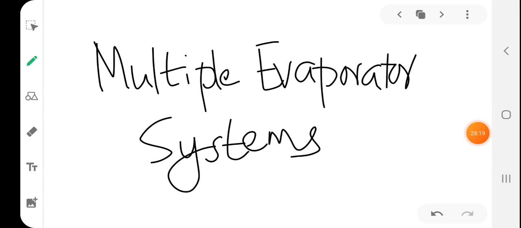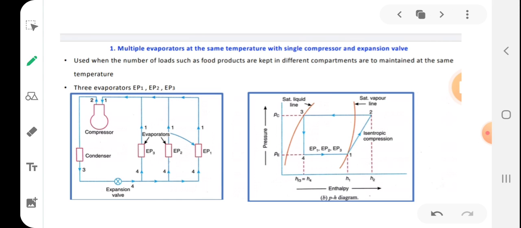So students, now we will move to the multiple evaporator system. We are done with the multiple compressor system. So this is the first type of multiple evaporator system: multiple evaporators at the same temperature with a single compressor and expansion valve. You can see that there are 3 evaporators, 1 compressor, 1 condenser and 1 expansion valve.